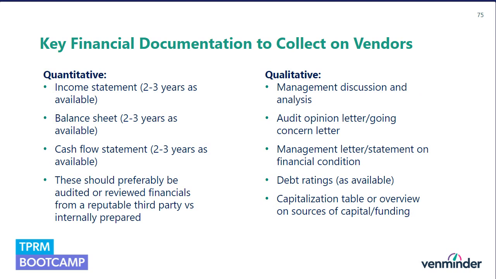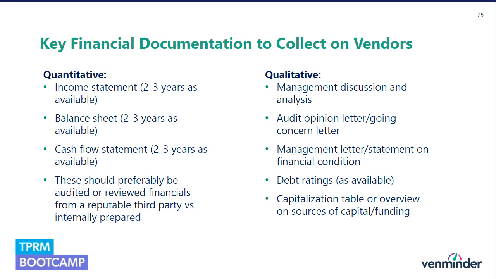So oftentimes many folks that are new to this practice and are trying to understand how to get started performing vendor financial health reviews want to know what type of documentation to collect on vendors. It depends on the availability of this information, but as a best practice, from a quantitative standpoint, you'll want to get, at a minimum, the income statement, the balance sheet, and the cash flow statement, or any of these as a starting point, and you want to get it for at least 2 or 3 years so you can perform a trended analysis.